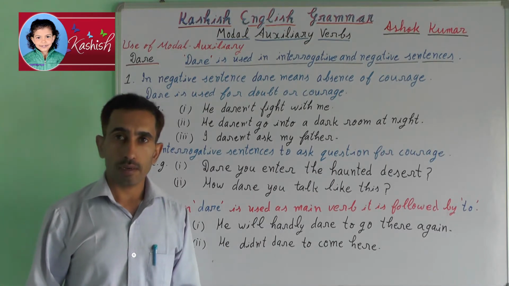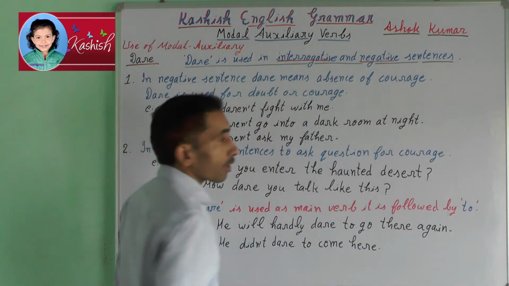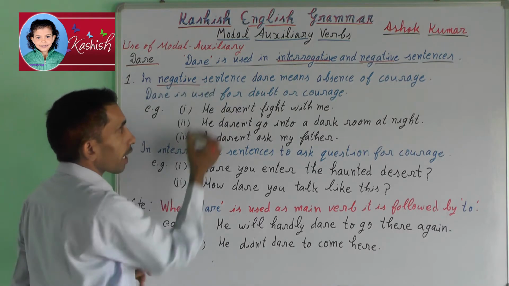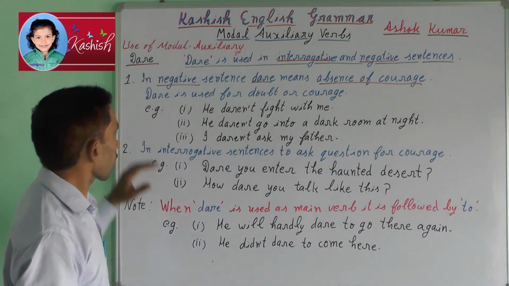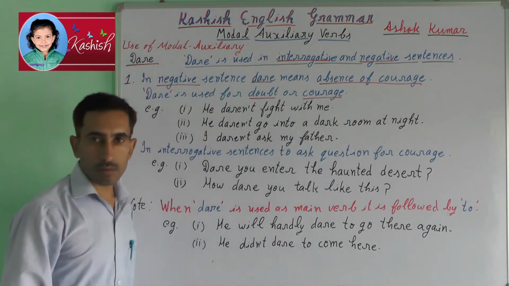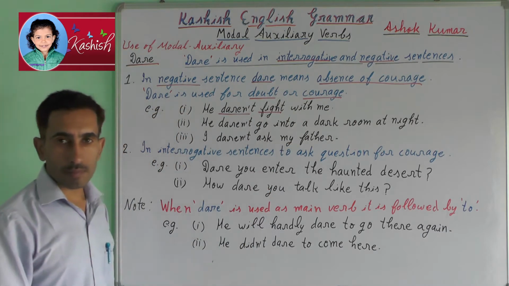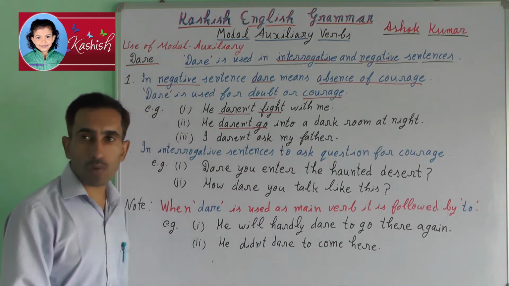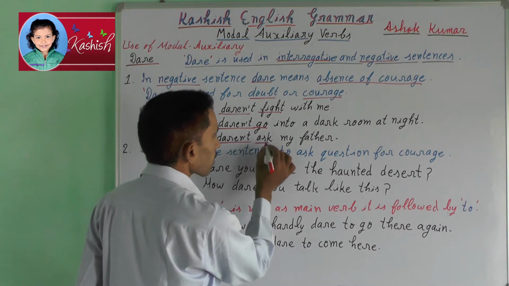Use of dare. Dare is used in interrogative and negative sentences. First, in negative sentence, dare means absence of courage. Dare is used for doubt or courage. For example, he daren't fight with me. Next, he daren't go into a dark room at night. Next, I daren't ask my father.